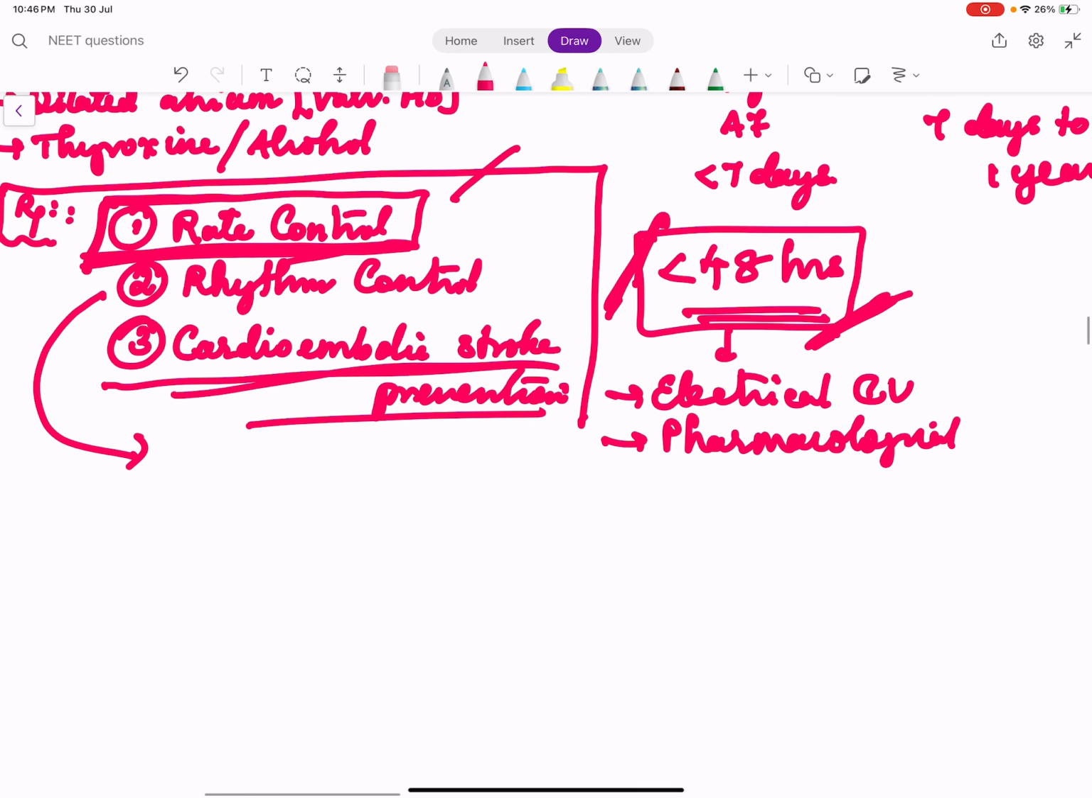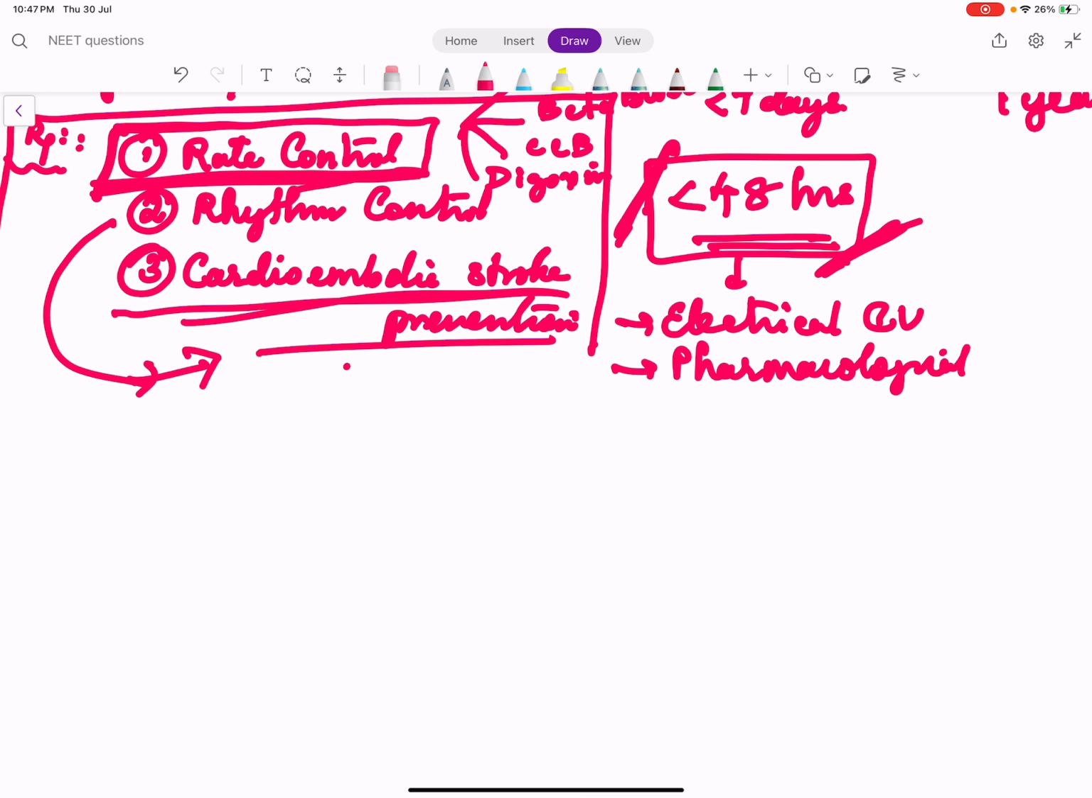So how do you do rate control? Again, our ABCD. Here the A is not adenosine. Adenosine does not work in atrial fibrillation. We can give amiodarone. B for beta blockers. C for non-dihydropyridine calcium channel blockers, and D for digoxin.